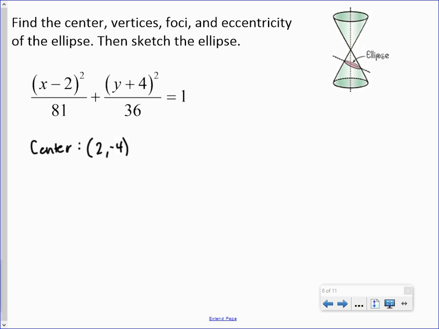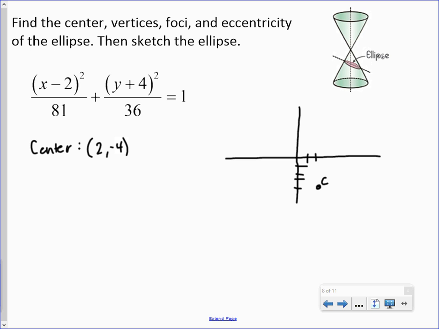It's going to be a really important point. I'm going to count out from it to get my A, B, and C, my vertex, co-vertices, and focus. So I'm going to go ahead and plot 2, negative 4, and I'm going to label that center. Sometimes I label my points only because if you have too many points plotted, you might forget what's what.